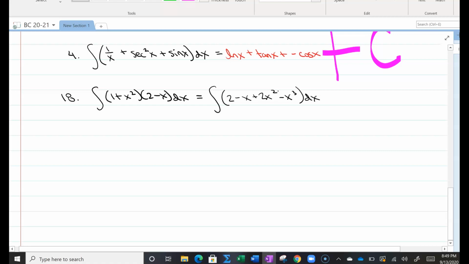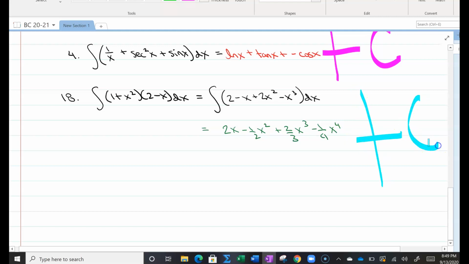Go ahead and you try it on your own and then replay me for the answer. Here it comes: 2x minus 1/2 x squared plus 2/3 x cubed minus 1/4 x to the 4th, and then what's last? Plus c, okay? And those of you, I know the first day or two, you will feel like you're putting your shoes on the wrong feet. It's going to feel so strange, but trust me, you'll get the hang of it, and before you know it, it'll be second nature.